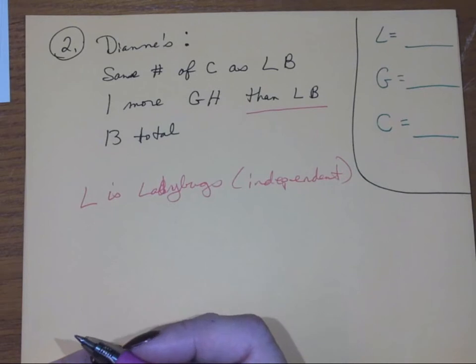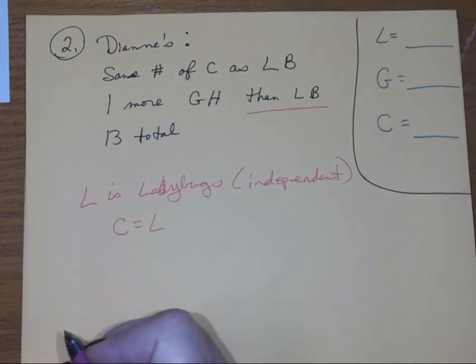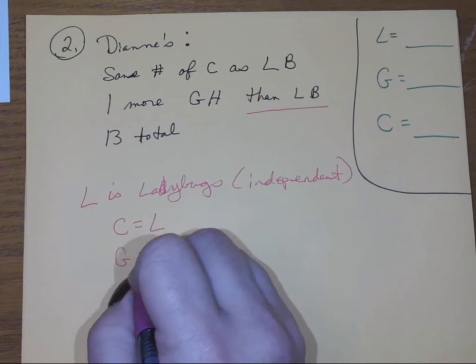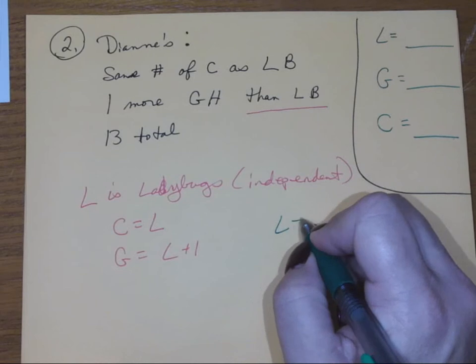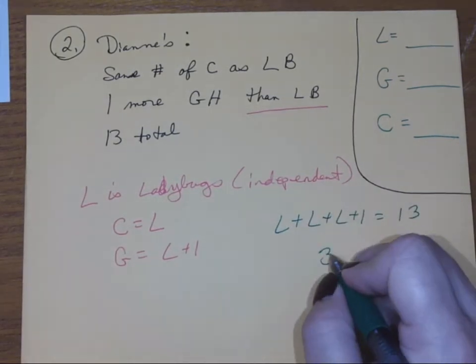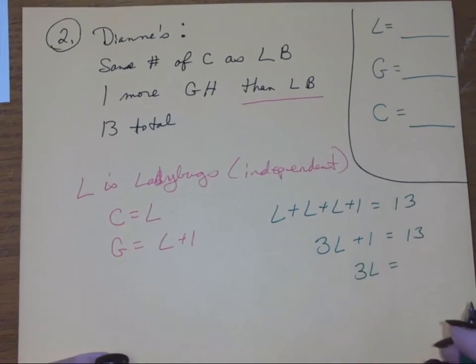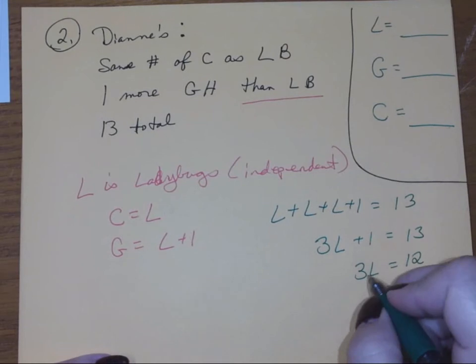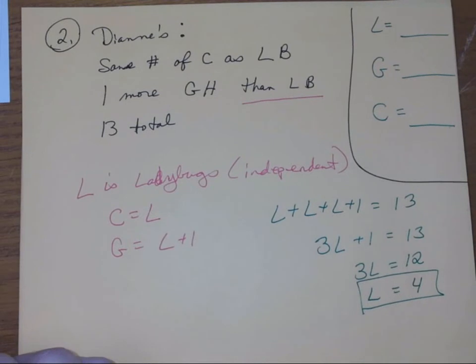So I'm letting ladybugs be L, and that's my independent variable. So I'm saying, hey, wait a minute. I know C equals L. We did this a second ago. And I know there's one more grasshopper than ladybugs, so grasshoppers equals L plus 1. Hopefully you guys are zooming along. I've got L plus L plus L plus 1 is 13. 3 L's plus 1 is 13. 3 L's is equal to 12. L is equal to 4. Do the arithmetic there, the algebra there.